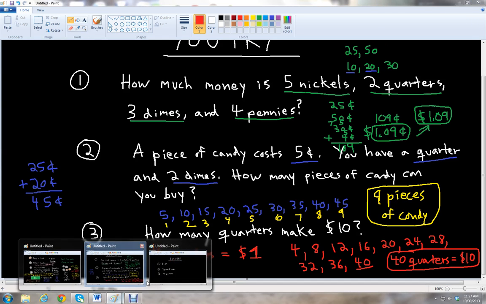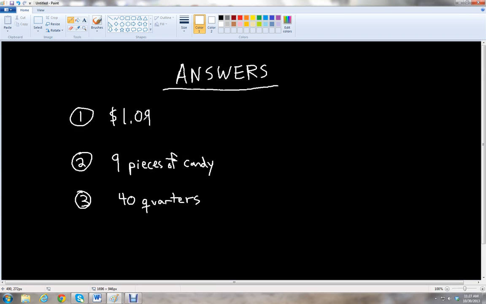Okay, so let's check our answer key. So we had $1.09, 9 pieces of candy, 40 quarters. So if you got those answers right, great job. You understand your money, the value of your coins, how to count money, and how to turn the cents into dollars and cents if you have more than 100 cents total.